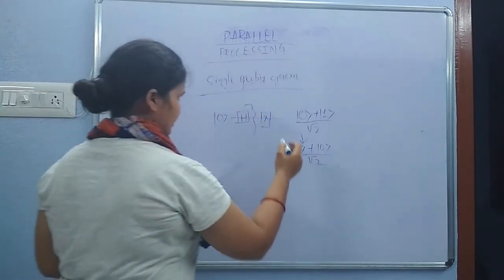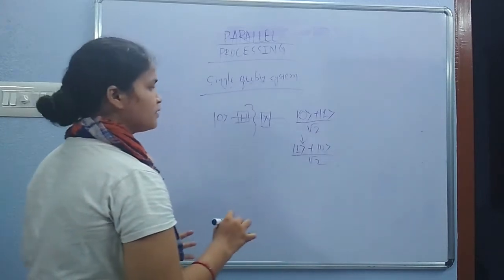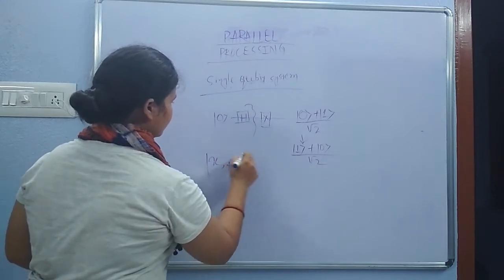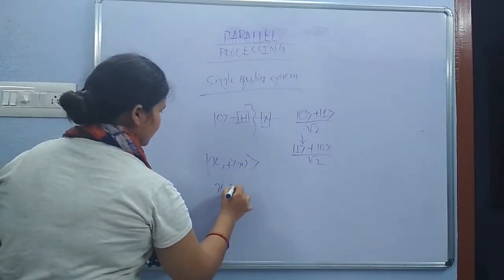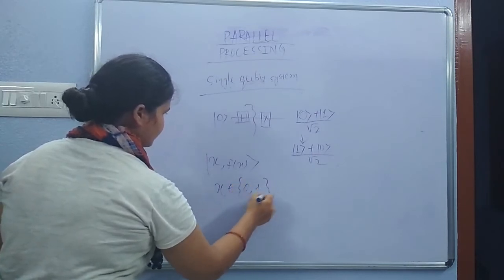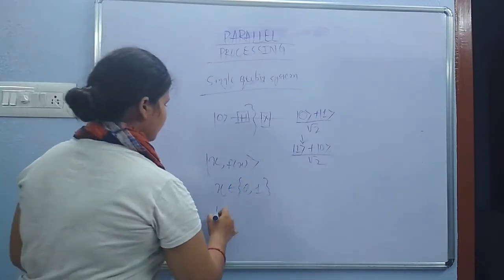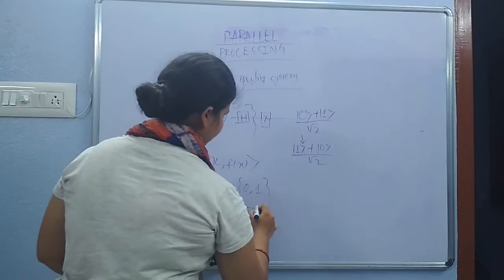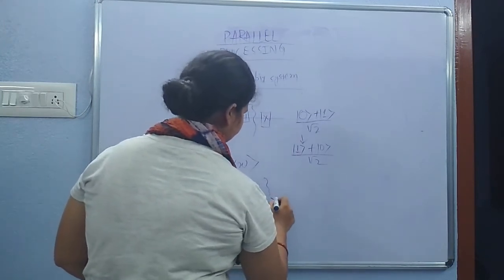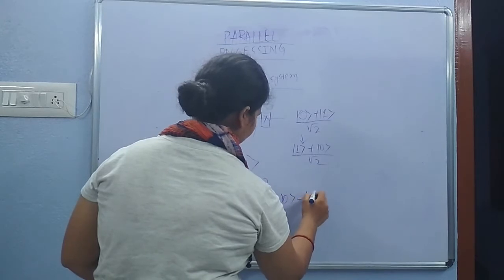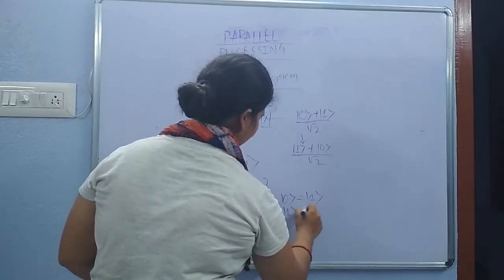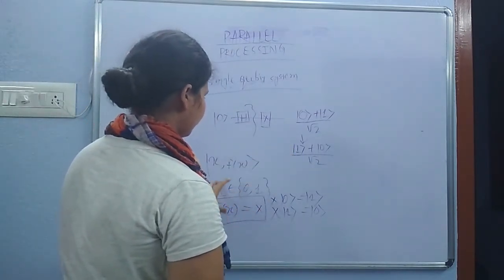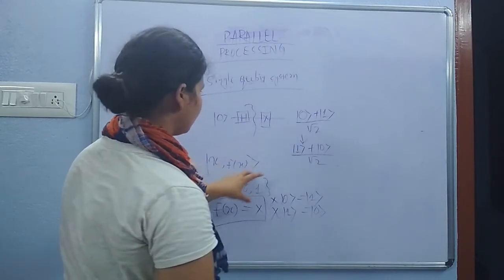As we know, X gate changes 0 to 1 and 1 to 0, right? Then the function fx will form, and x belongs to 0 and 1, right? This fx equals capital X, and this x0 equals 1 and x1 equals 0, right? Now applying this function.